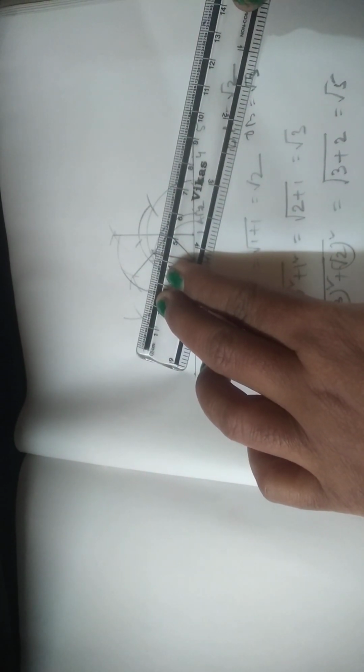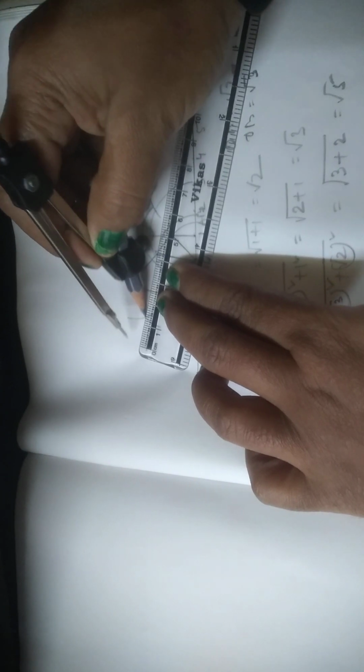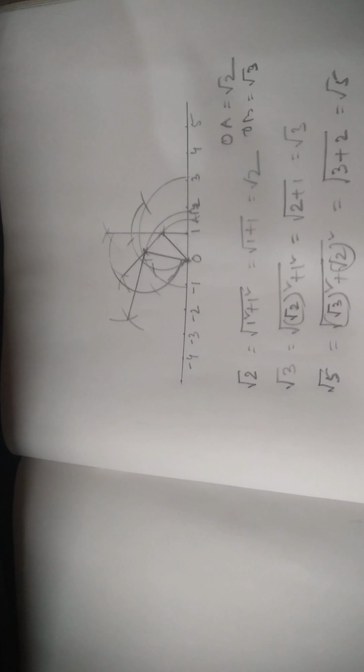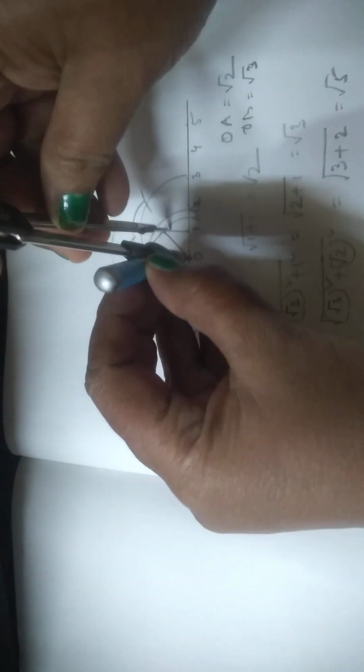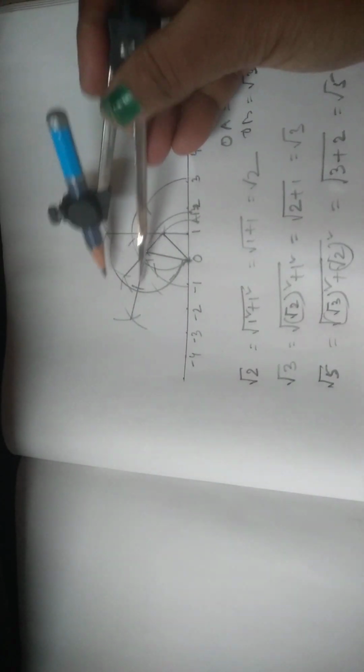And join these 2 points. Now take the measure of root 2. This was root 2. Take the measure of root 2 and cut this portion from this line. So up to that, this is root 3 and this is root 2.